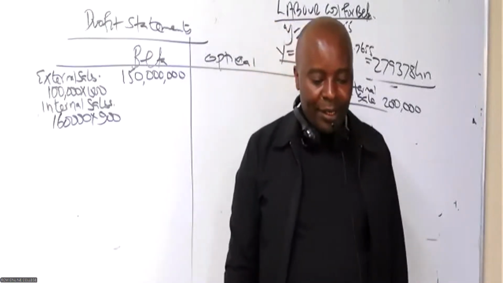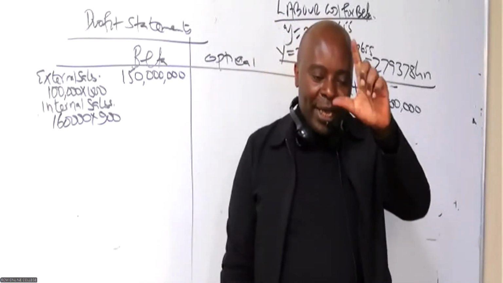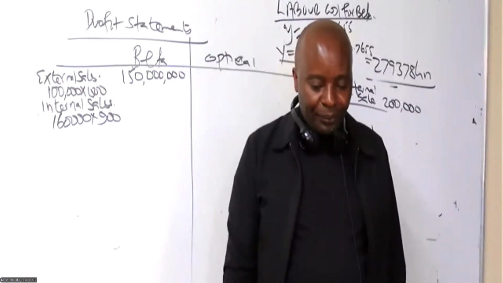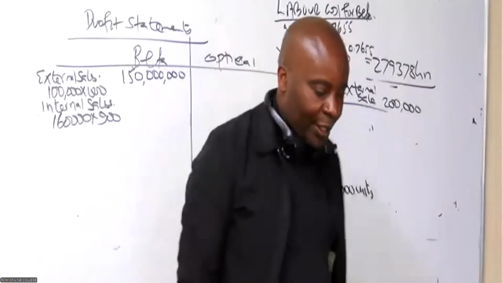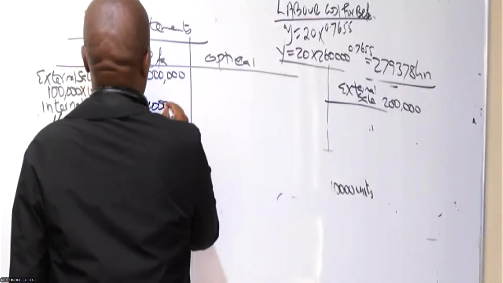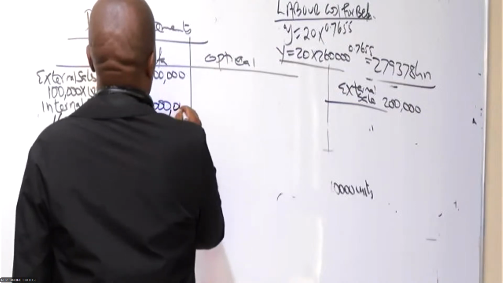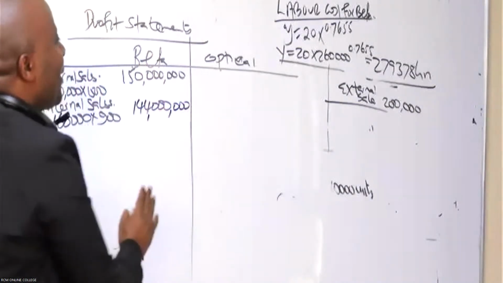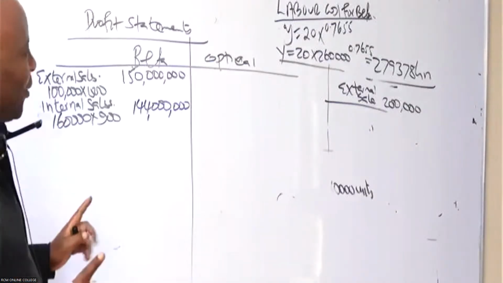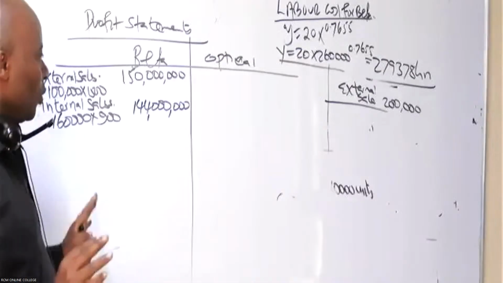Because I'm using that diagram. Remember, I already have the diagram. 144 million, isn't it? And then when you're working for Beta, please finish Beta totally. Don't do it side by side. Do everything for Beta until you finish.